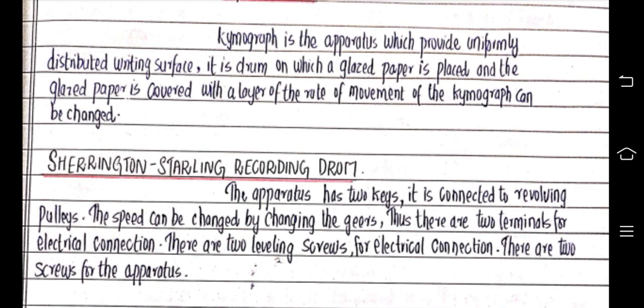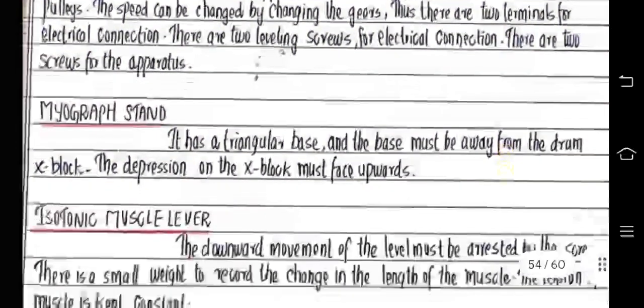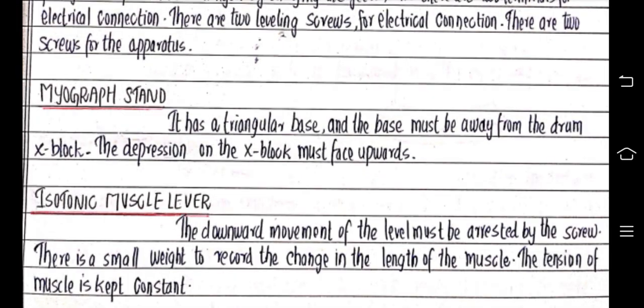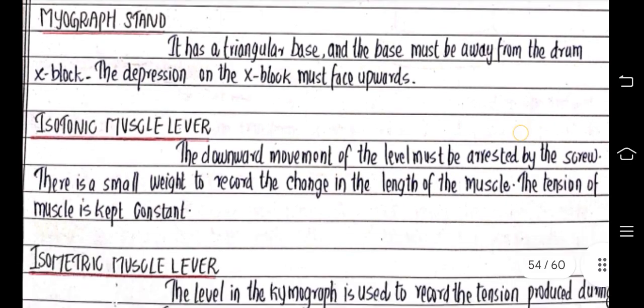The apparatus has two keys which are connected to revolving pulleys. The speed can be changed by changing the gears, and there are two terminals for electrical connection. There are two leveling screws for the apparatus. Then the myograph stand. It has a triangular base and the base must be away from the drum. The depression on the X block must face upwards.